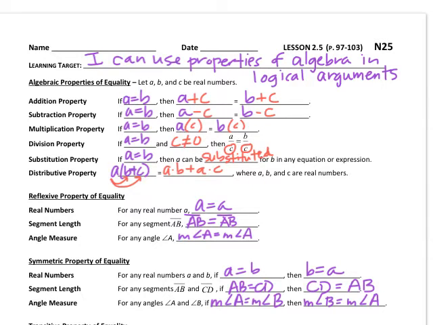In lesson 2.5, we're going to be building logical arguments using some properties we already know. We already know properties of algebra, so we're just going to go through those properties real quickly to review what we know about them. And then we're going to use these properties to describe and give reasons for the steps of algebra problems.